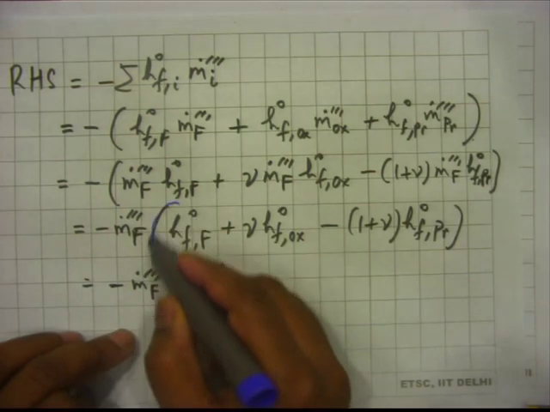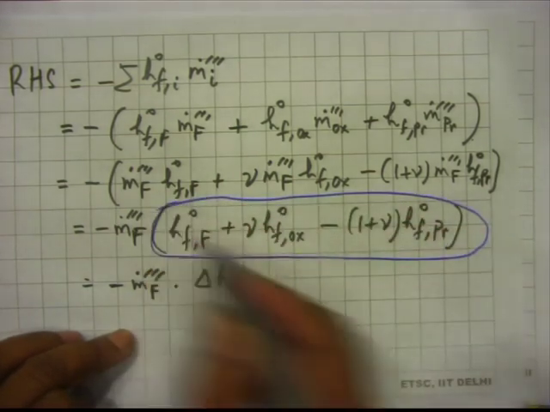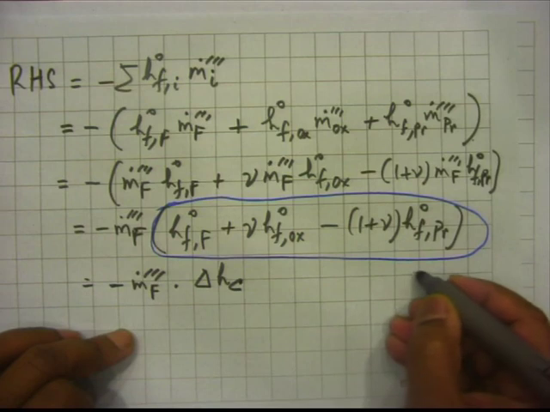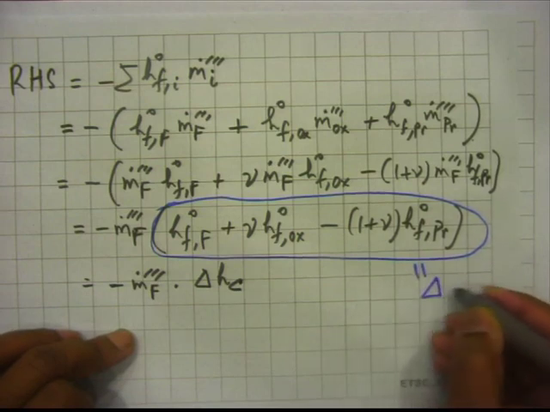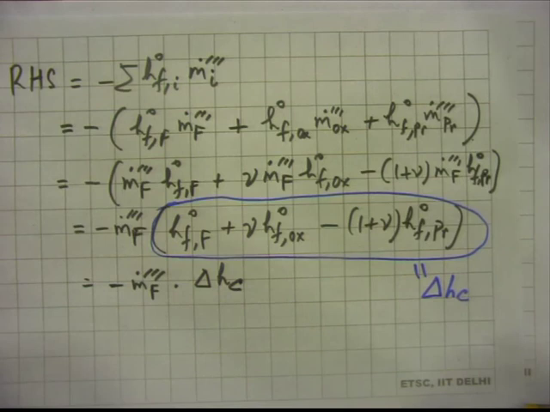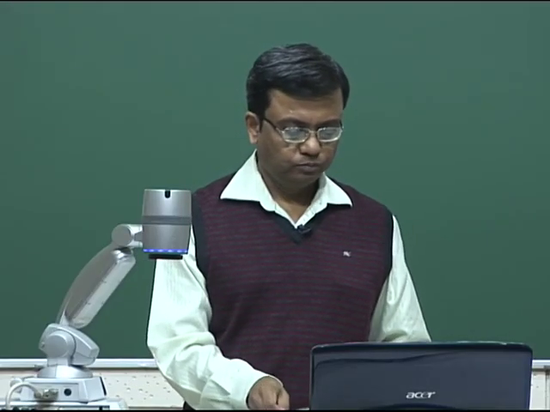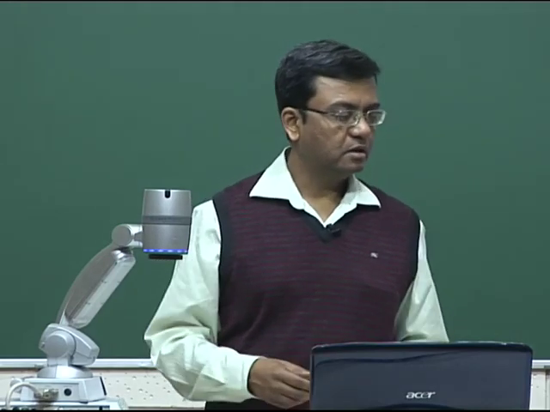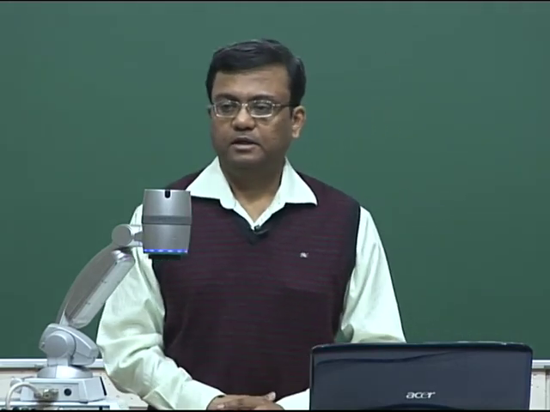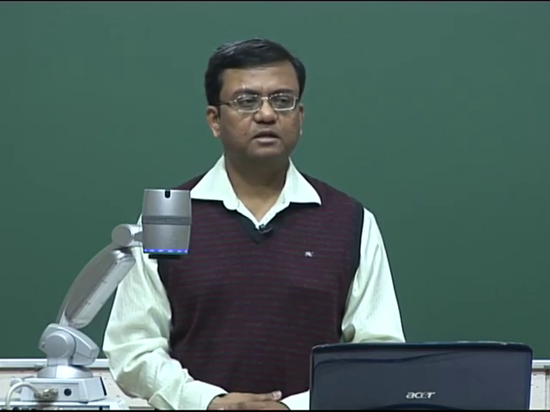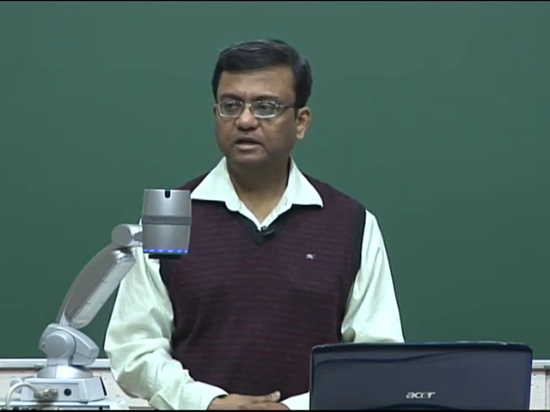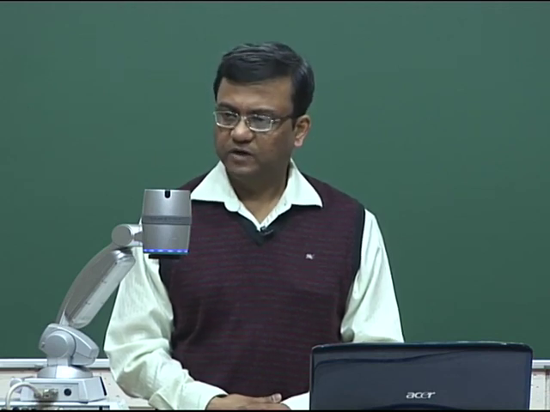We are running out of time, so I do not have sufficient time to explain this now, but we will do that in the next class. This is delta H c. So, this is our energy equation. Our energy equation is now pretty much ready, but we will have to see how to apply this to get laminar burning velocity.